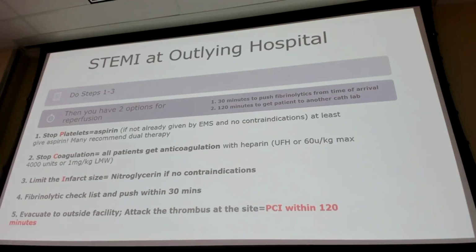Okay, so here's our treatment algorithm for that outlying hospital, or any hospital that doesn't have a cath lab in it. We want to stop the platelets with the aspirin, stop their coagulation, limit infarct size with the nitroglycerin, and then give them a fibrinolytic within 30 minutes. Some used to call them clot busters, and that can help break up some of that clot. Then we want to evacuate them to another facility so they can get a PCI within 120 minutes.